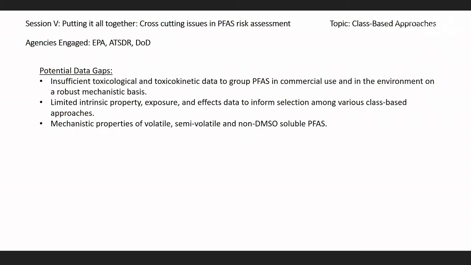There's limited intrinsic property, exposure, and effects data to inform selection among the various class-based approaches that are being proposed. And the mechanistic properties of volatile, semi-volatile, and non-DMSO soluble PFAS is also a data gap. We're really evaluating a fairly narrow physical chemical space of PFAS, and we're not addressing some of these other types of PFAS that are volatile, for example, in some of our toxicological evaluations so far. So that's going to continue to be a data gap. And I think I'll turn it back over to you.